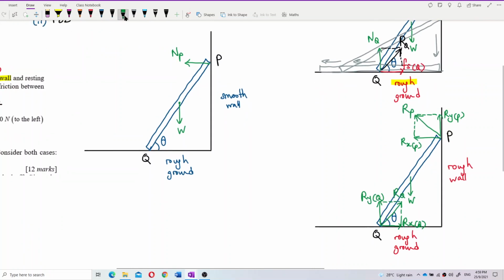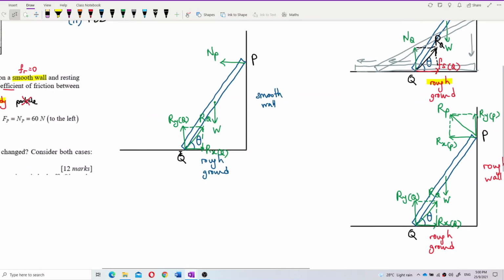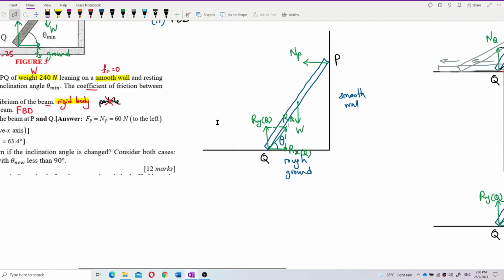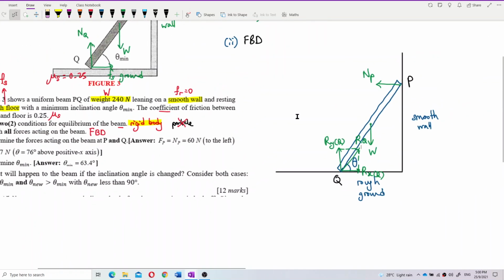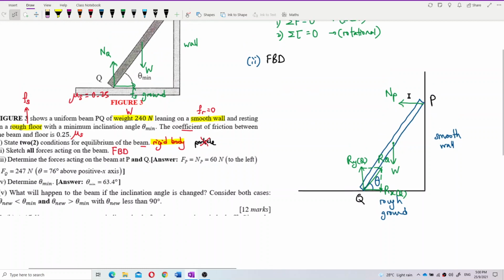This is RXQ, and this is RYQ. And then combined, we have RQ. Understand? This is RQ, so the X component and Y component. So these are the forces on the beam.